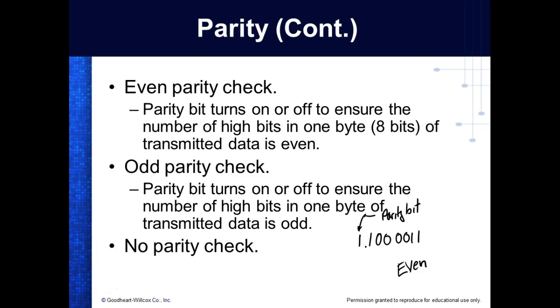And then all your receiver has to do now is count the number of ones. If it comes up to be even, it drops the parity bit. It doesn't need it anymore. It's just in there for error checking, right? You understand? And then it says, okay, the data's okay.